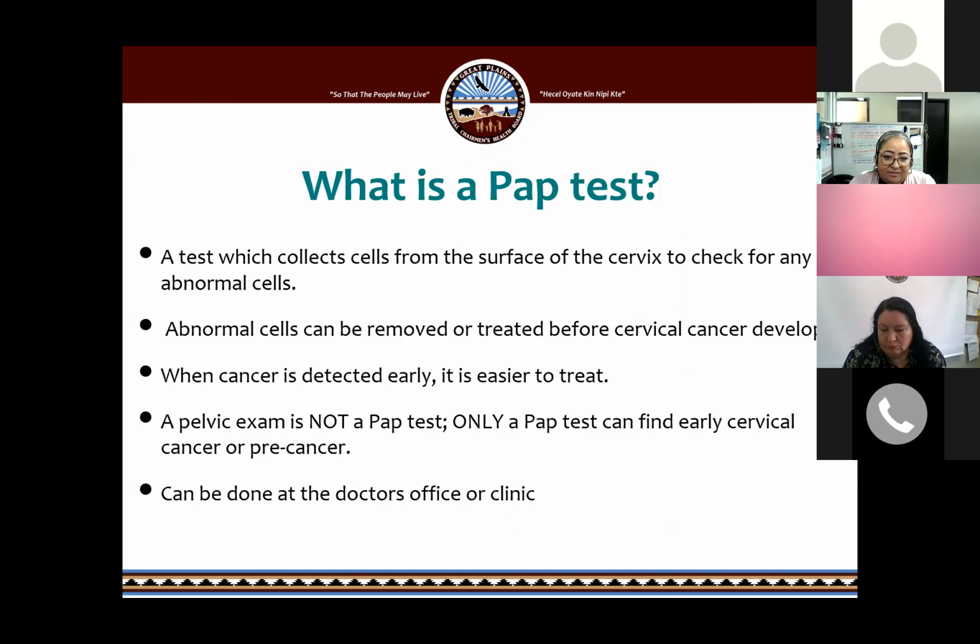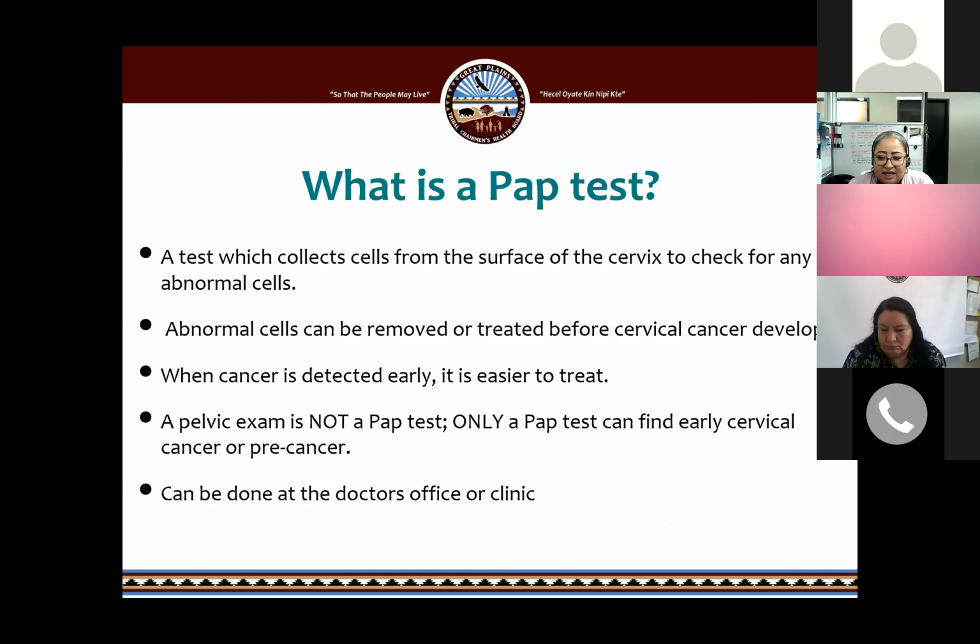So what is a Pap test? A doctor will collect cells from the surface of the cervix to be tested for any changes or abnormalities. Early detection via Pap test allows the doctor to require further testing or to remove abnormal cells.